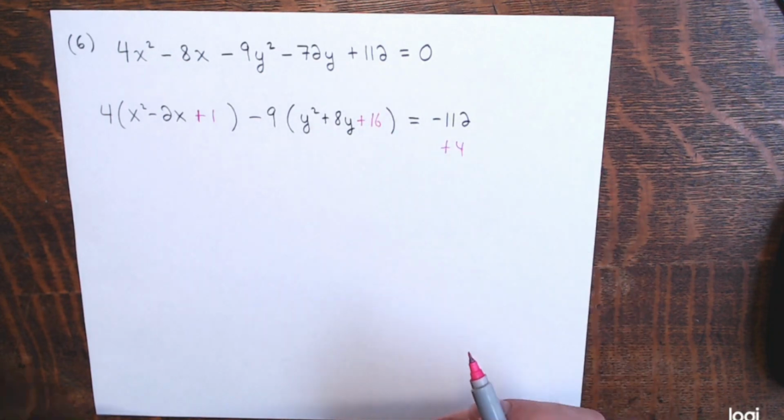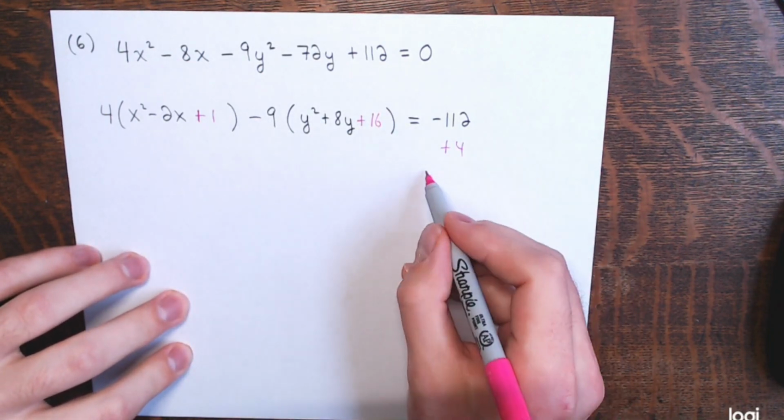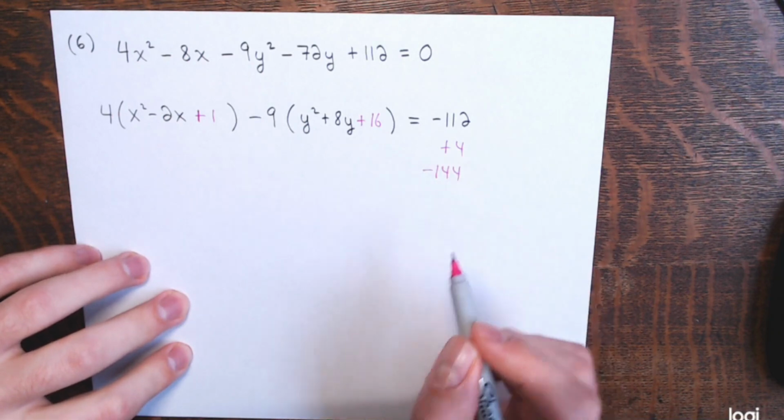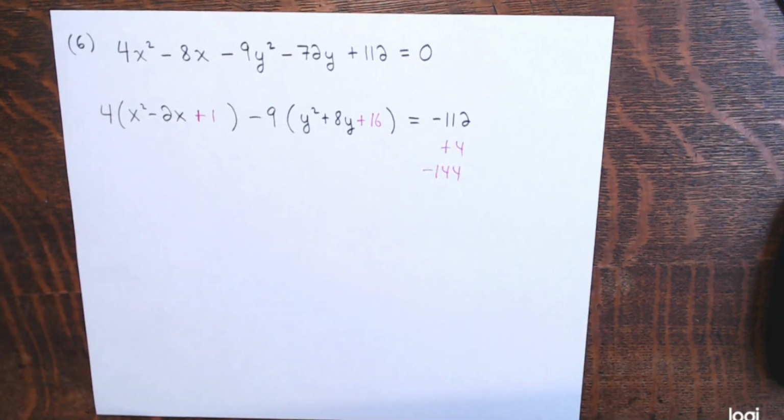Alright, now negative 9 times 16 is negative 144. So I would put negative 144 on the other side. Alright, so this may actually switch up on me because the other side is going to be a negative number. Alright, you'll see in a second. Just double checking here. Yeah.